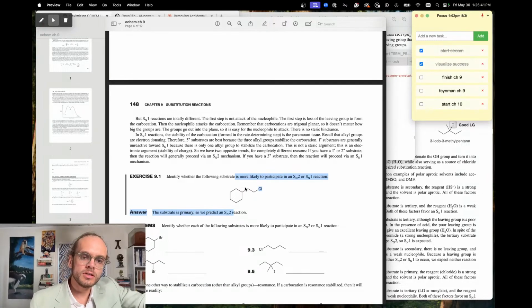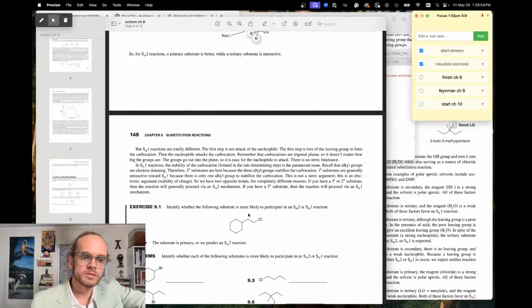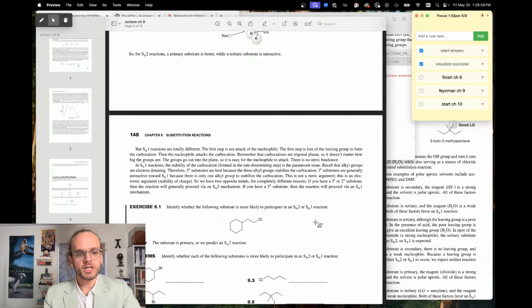Does this one have an electrophile? The substrate is primary. So we predict an SN2 reaction. I need an explanation for that.